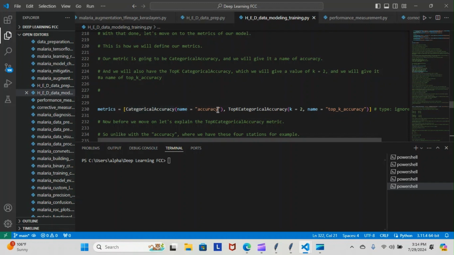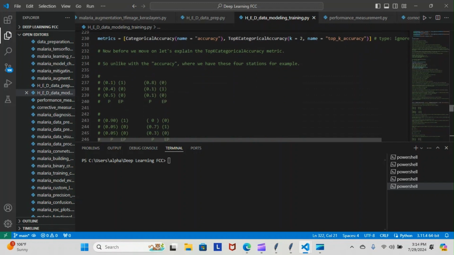The name equals accuracy. We will also have the top K categorical accuracy, which is going to get a value of K equals 2, and then we're going to give that a name of top K accuracy. Now, before we move on, let's explain the top K categorical accuracy metric because we do have two different categorical accuracies. You can see here one is top K and one is regular categorical. So we're going to go over the differences right now. We're going to start with these four examples.